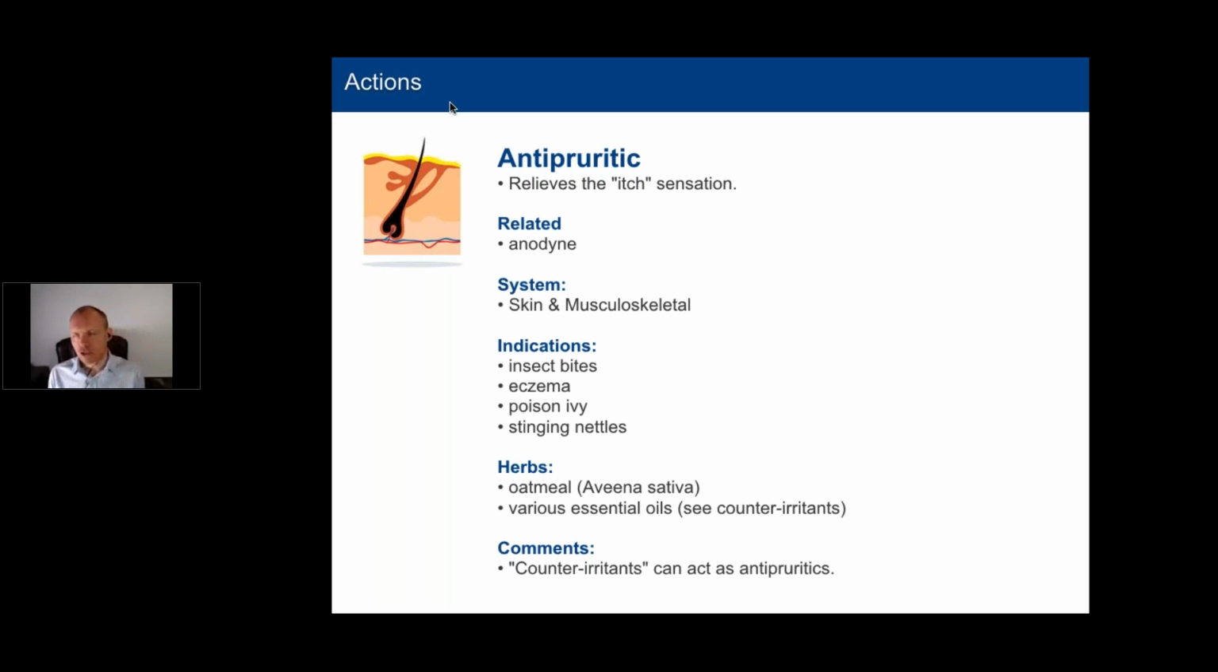Now, another action we're going to talk about is anti-pruritic. And if you just hold on one second, I just got to look out my window and see what's going on out there. Hold on.